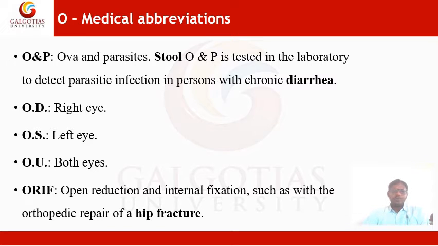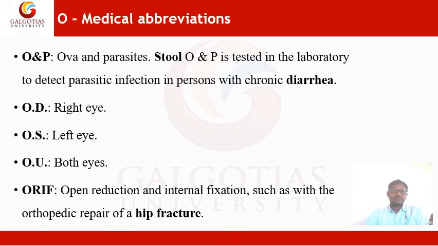ORIF, open reduction and internal fixation, such as with the orthopedic repair of a hip fracture. When there is a hip fracture or hip joint replacement, they write ORIF, open reduction and internal fixation. They put something inside the joint for fixation, for the reduction purpose.